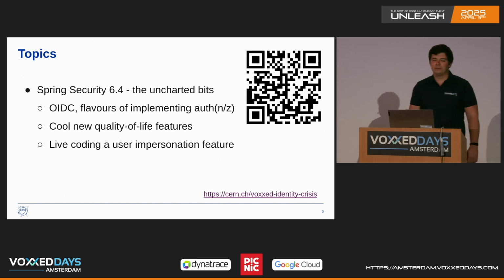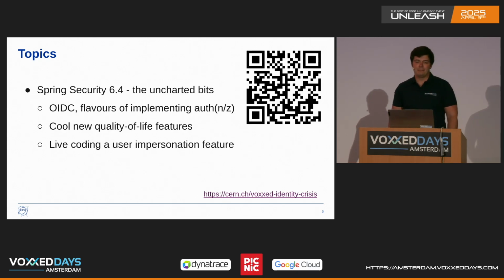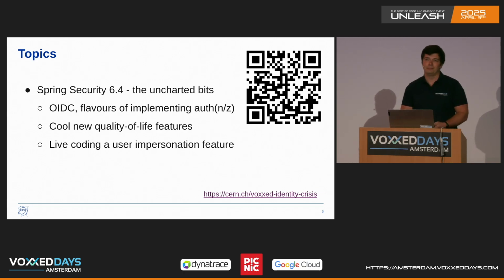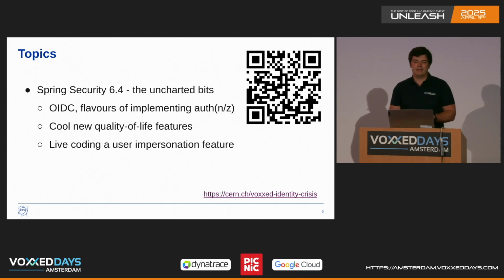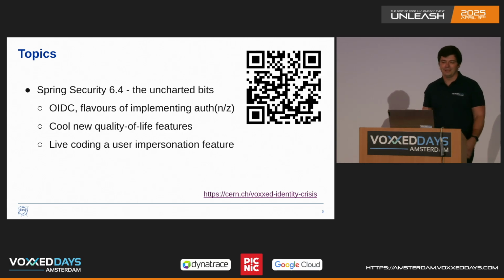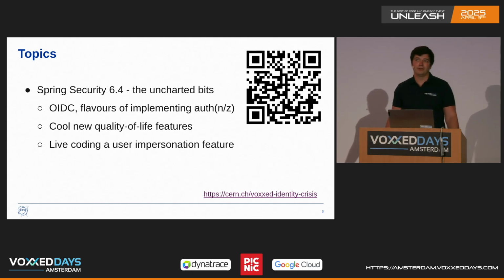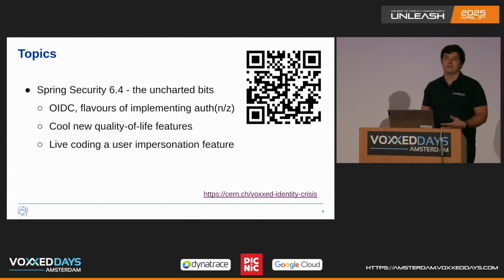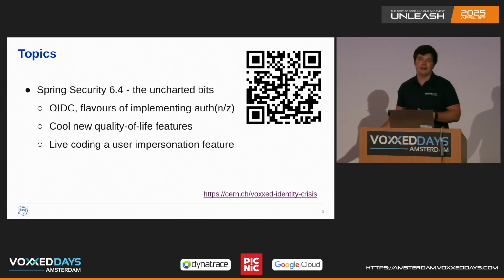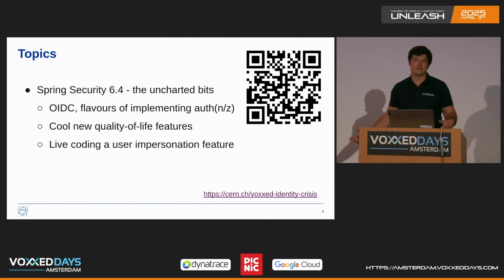Now, we're going to be talking about Spring Security, mainly some uncharted bits, some interesting things that you maybe know, maybe you don't know, or let's see where it goes. And we're going to be talking about OIDC, the different ways to do it, OAuth2, and so on. Some new cool features that maybe are not very well documented, or maybe you don't know about them. And then we're going to be live coding a user impersonation feature. So basically, I want to become somebody else inside my own application. How do I do that using Spring Security 6+, right?